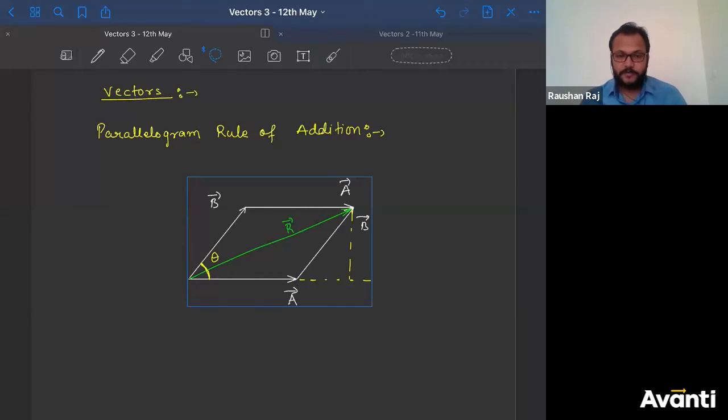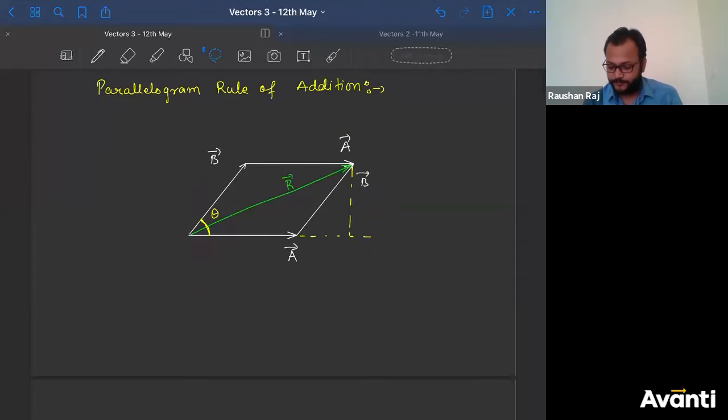We need to find the magnitude of the resultant and the direction of the resultant. The magnitude of the resultant will be in terms of A, B, and theta. That is why I told you to find the relation between R, A, B, and theta. To give the resultant vector, I have to give the magnitude of R and the direction as well. The direction of this vector will be given by the angle made by this vector line with any known reference line.